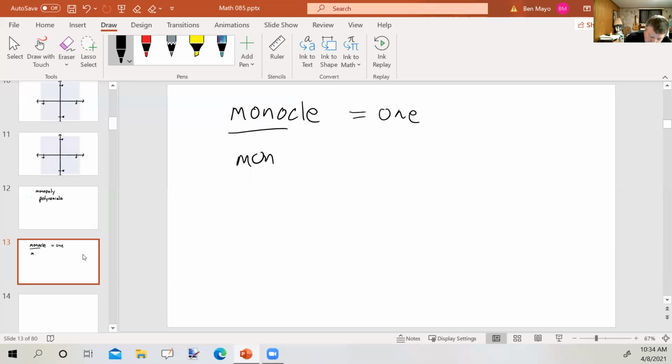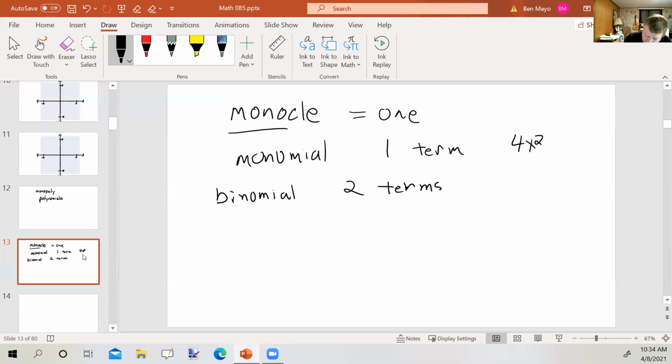So if you have a monomial, that's one term. For instance, 4x squared, that's a monomial. How many wheels are on a bicycle? 2. So a binomial has 2 terms. An example of a binomial, 6x squared y plus 17. That's a binomial, 2 terms.